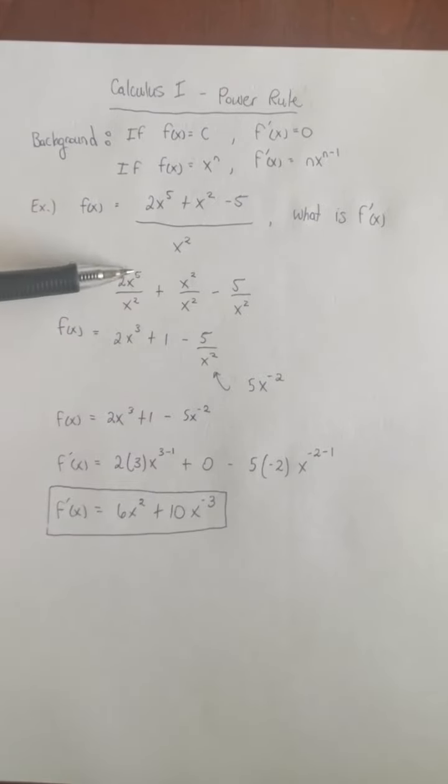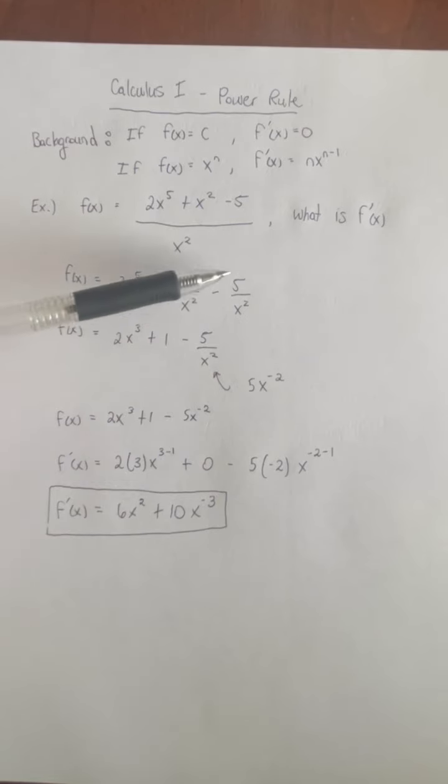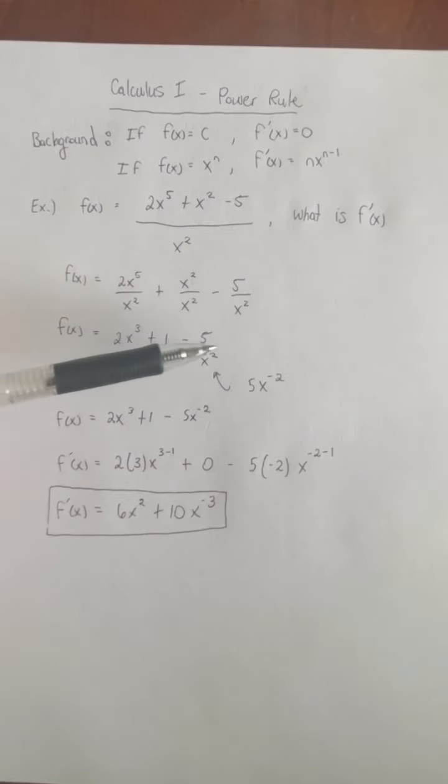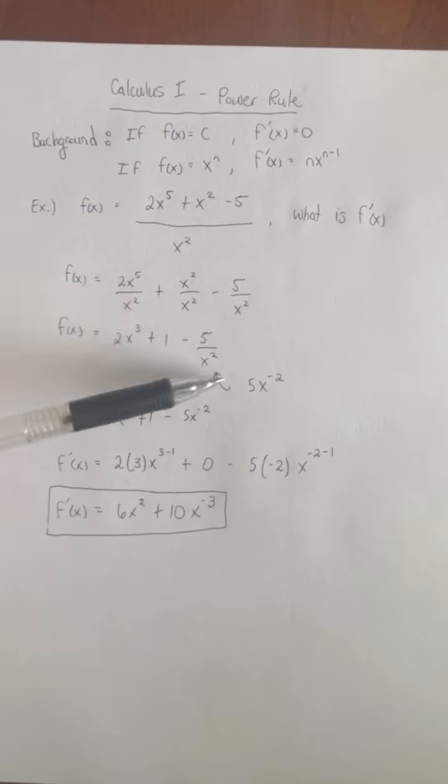So we have 2x to the fifth over x squared plus x squared over x squared minus 5 over x squared. We can go ahead and simplify these variables. So x to the fifth divided by x squared is really just going to be x cubed. So we can simplify that term here. And then x squared over x squared, we know that that's just going to be 1. And then we can just carry this down and then simplify this term next.